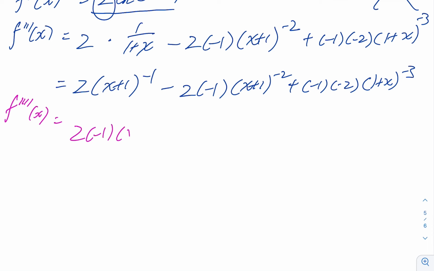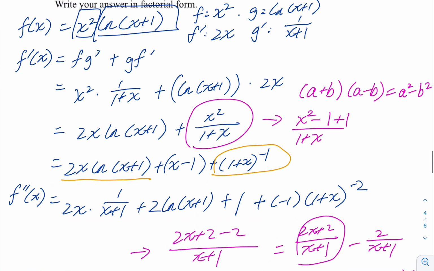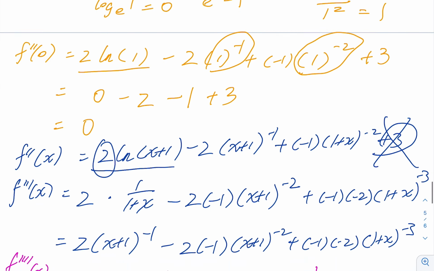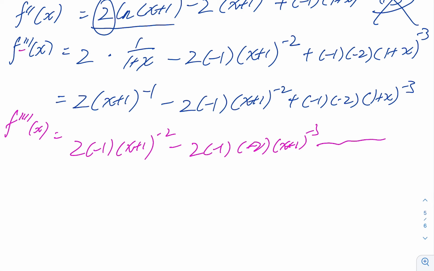2 minus 1, x plus 1, then minus 2, minus 2. Can you see this? Yes, so this is a very good pattern. Okay. So now, we are finding the value of the 2016th derivative of f(x) at x equals 0. So let's have a look. So this is the third derivative, and the last term of this expression, the power is minus 3.